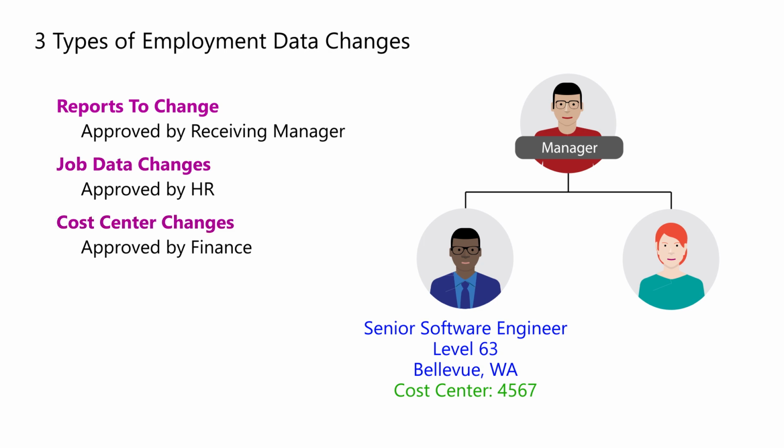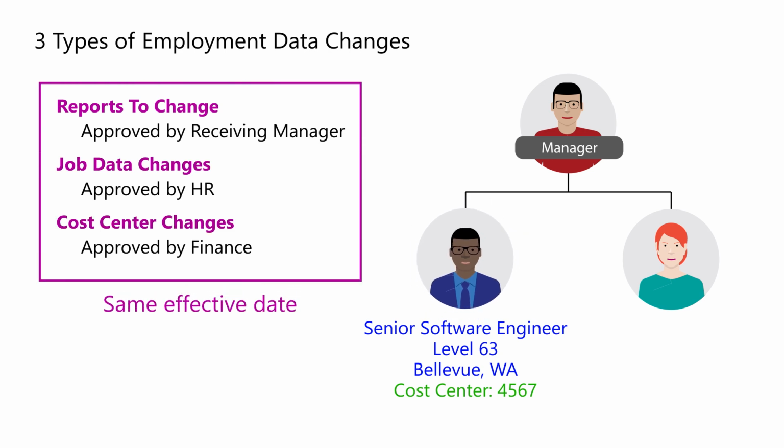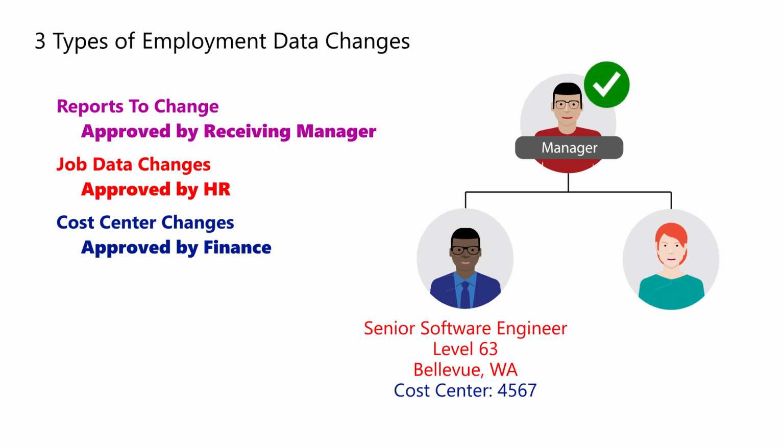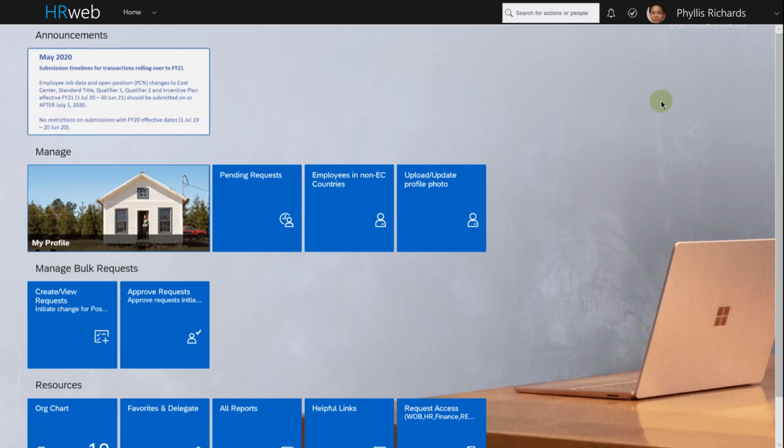You can make multiple data changes for the same employee in one transaction with the same effective date. Consider the sequence of approvals and changes required. For example, if you are making a job data change and a cost center change, the job data change will first be approved by HR and then the cost center change by finance. If a reports to change is initiated, the change of manager will not be visible in Employee Central until the receiving manager approves it. Let's look at some example employment data changes in the tool.